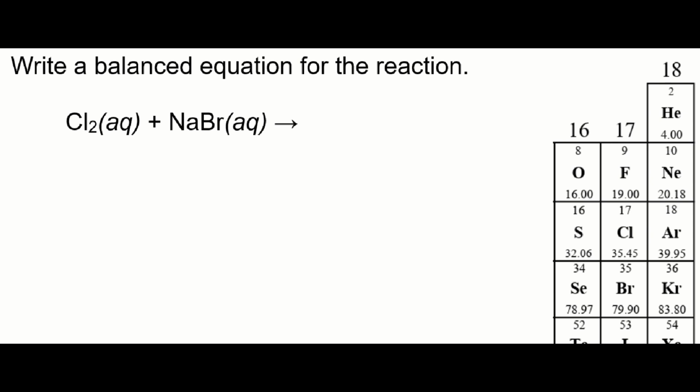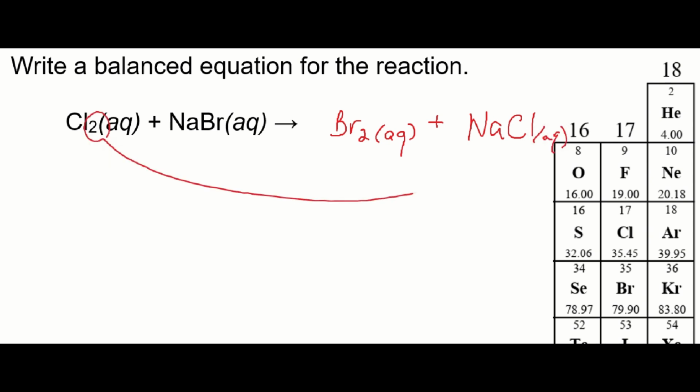So let's rewrite the products with bromine displaced by chlorine. A reminder, don't carry subscripts over from the reactants. Use the charges crisscross to find the formula.